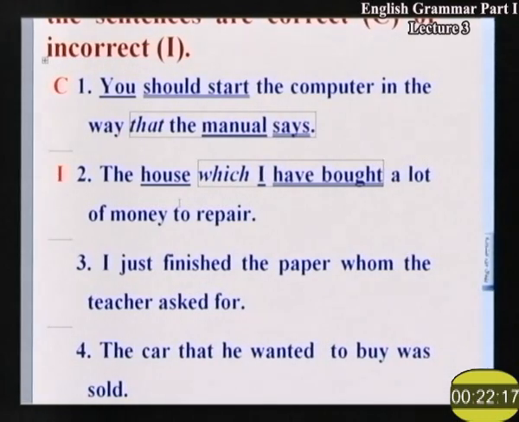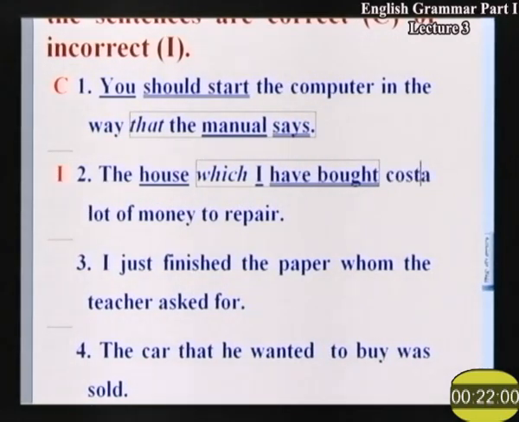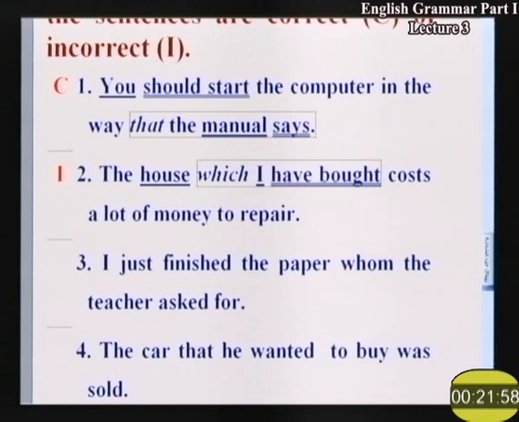طيب يبقى the house a lot of money، يبقى فين الفعل هنا؟ الجملة دي محتاجة إيه عشان تتصلح؟ الجملة دي محتاجة فعل. ممكن أقول the house costs a lot of money to repair. كده الجملة تبقى صح. زودت معنى زيادة بadjective clause to qualify the word house، فقلت the house which I have bought.